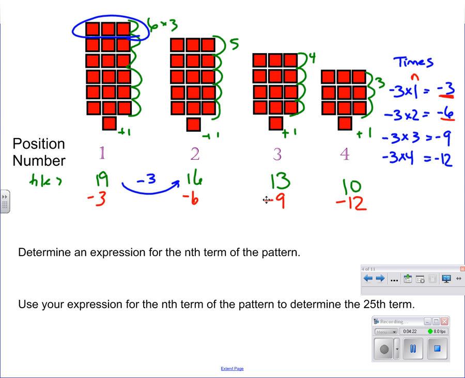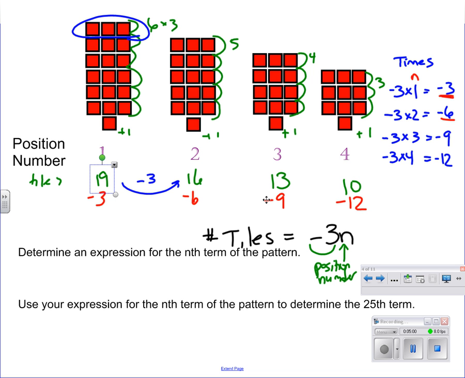Okay, so I know that the number of tiles is definitely related to negative 3n, because again, negative 3 is my first difference and n is position number. But my values aren't actually coming out as negative 3, negative 6, negative 9, and negative 12. The values that I'm getting are 19, 16, 13, and 10. So I've got to figure out how can I transform negative 3 into 19.